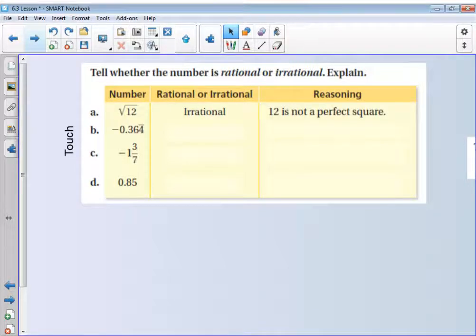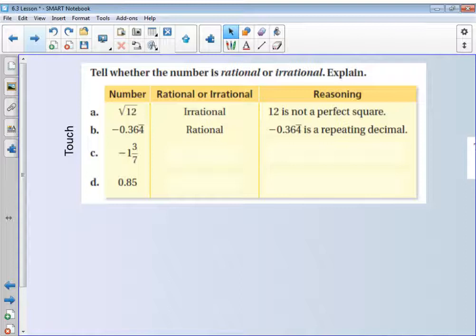Okay, so the next one, we have -0.364 with the 4 repeating. So the 4 is repeating. That would be considered rational. If I were to ask you to memorize that number, you could say, yeah, I could do that. I would just have to remember to continue to say 4 over and over and over again. Okay, our reasoning is because it's a repeating number or a repeating decimal.